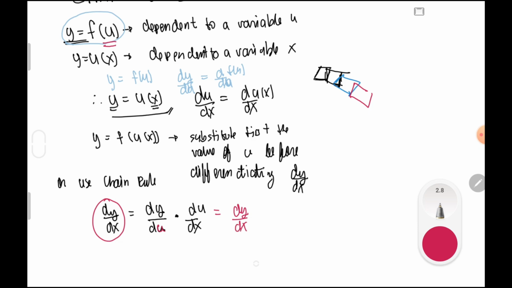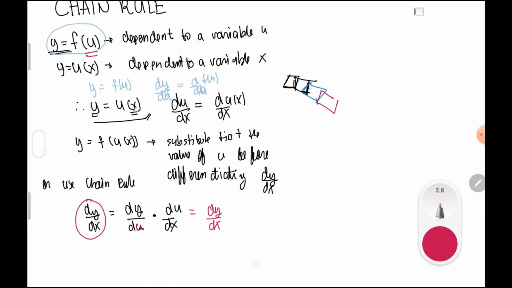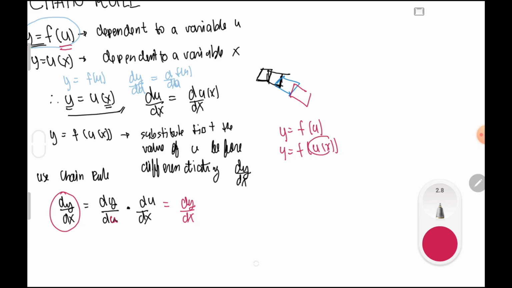Another solution for this composite function is that, as I have said, pag meron kang function na y is equal to f of u, and we all know that u is dependent on u of x. Okay? So therefore, ang gagawin mo dito, substitute mo muna yung value ng u of x mo sa value ng u mo before differentiating. That is the second solution.